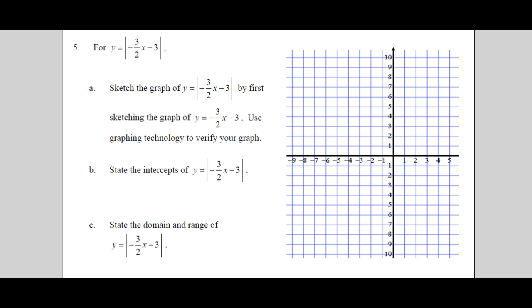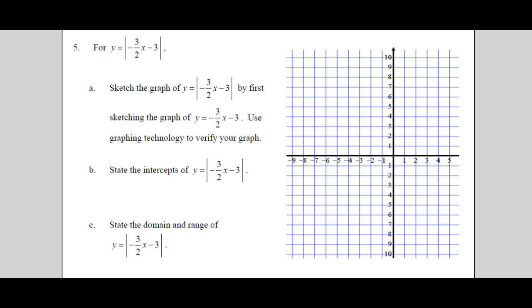5. For y equals the absolute value of negative 3 halves x minus 3, sketch the graph of y equals the absolute value of negative 3 halves x minus 3 by first sketching the graph of y equals negative 3 halves x minus 3. I should have been saying, for y equals the absolute value of that, start off by sketching the graph of negative 3 halves x minus 3, not the absolute value first. Okay? How do we do that?